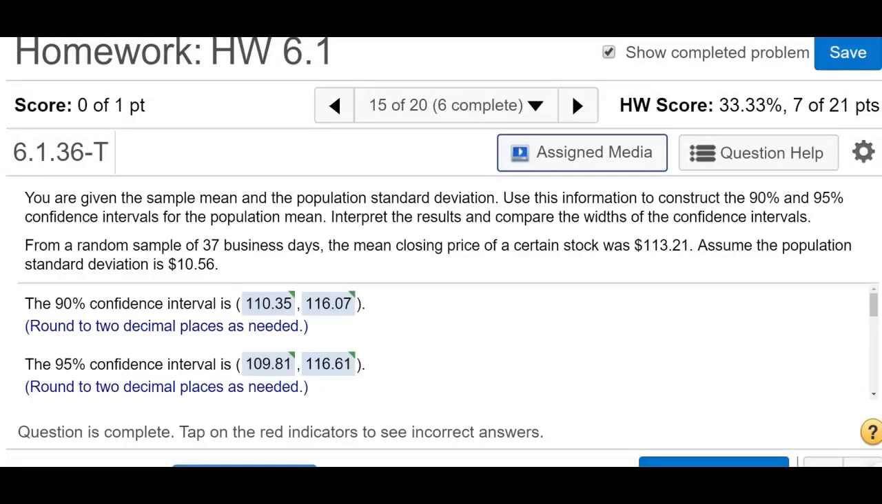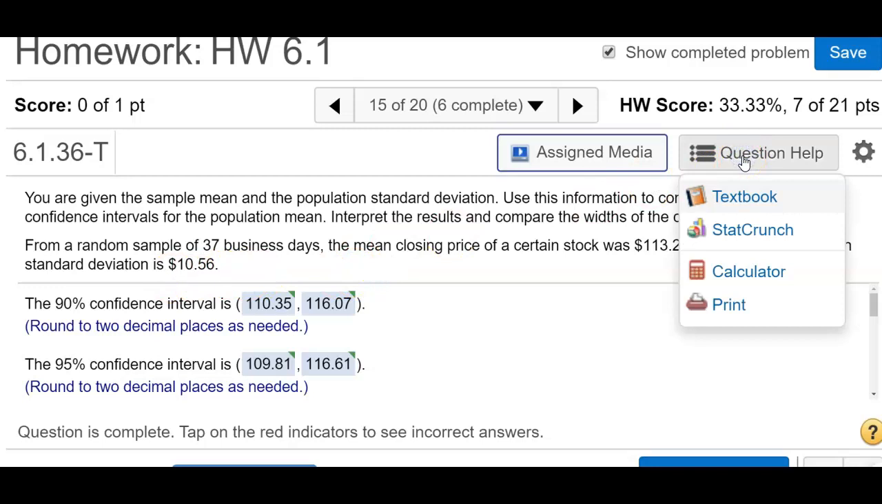So let's go ahead and look at the next question here. Just to avoid confusion, I had checked show complete problem here. You are given a sample mean and population standard deviation. Use the information to construct 90% and 95% confidence intervals for the population mean, and I should also interpret the results and compare the widths of the confidence intervals. For a random sample of 37 business days, the mean closing price of a certain stock was $113.21. Assume population standard deviation is 10.56.